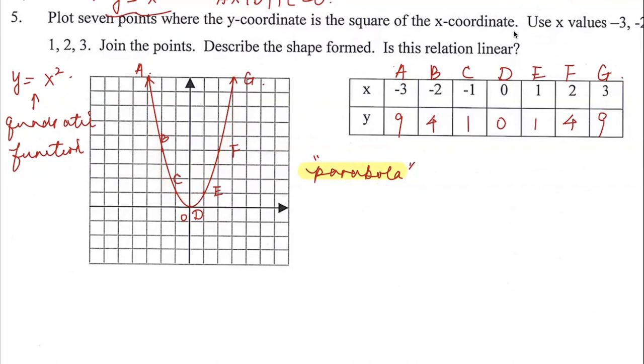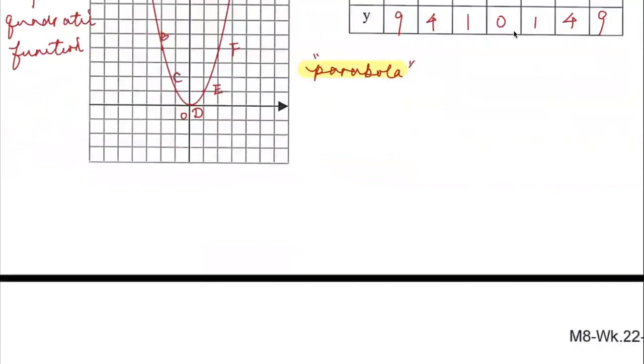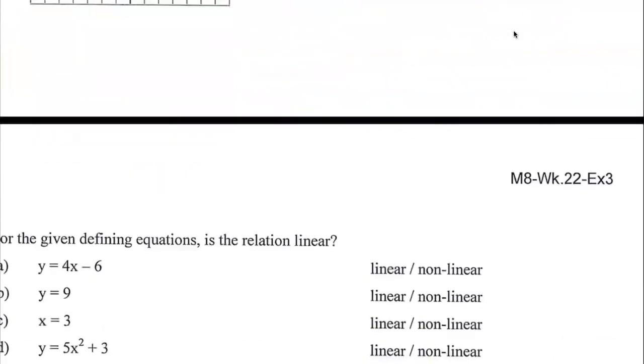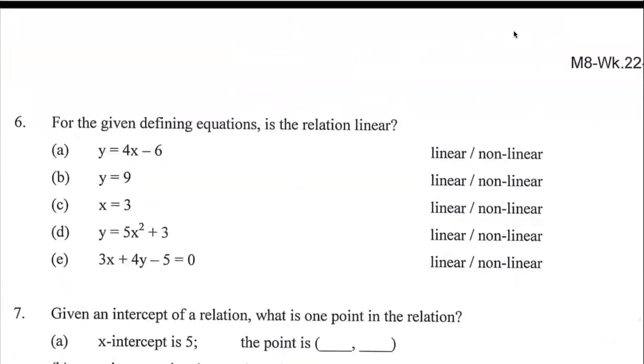Is this relation linear? No, it's not linear because it's not a straight line. Okay, this relation is not linear. Done. Next question. Question number 6.